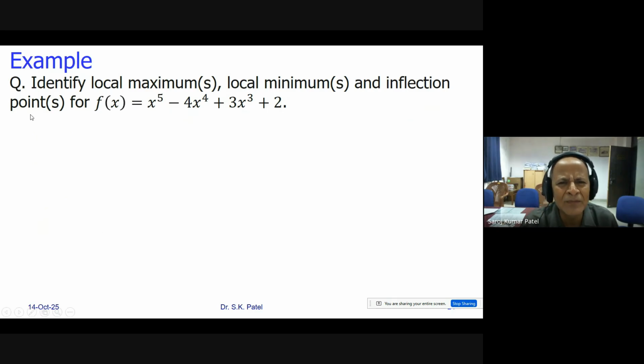Let us take a very simple example. Identify the local maximum, local minimum and point of inflection for these objective functions. So this is an unconstrained optimization problem. We are not specifying any constraints here. We are only specifying the objective function, the top line. f(x) is the objective function that is equal to x to the 5 minus 4x to the 4 plus 3x cubed plus 2. Now tell me at what values of x the f will be maximum and at what values of x f will be minimum, or at what value of x we will get a point of inflection.